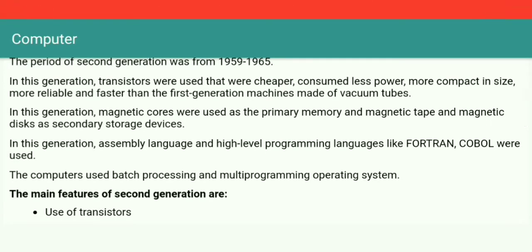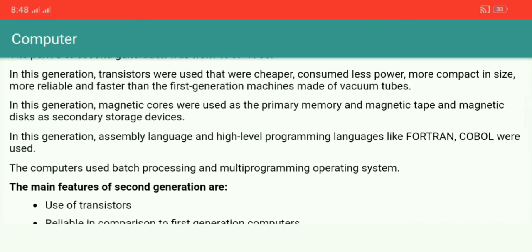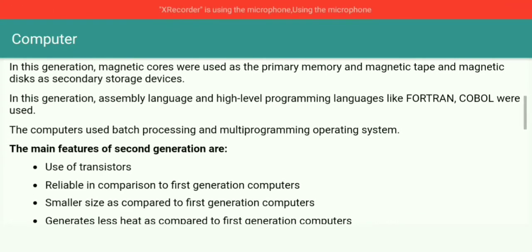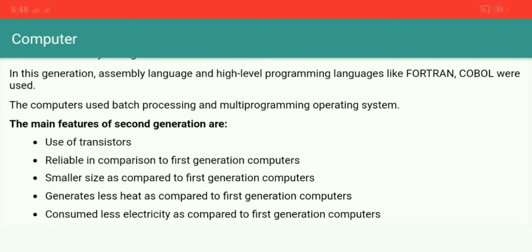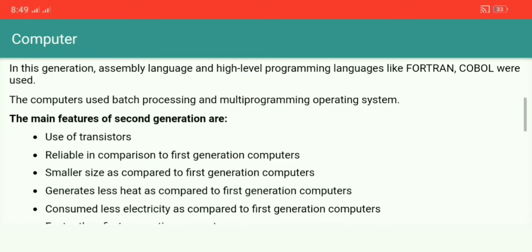In this generation, magnetic cores were used as the primary memory and magnetic tape and magnetic disk as secondary storage devices. Assembly language and high-level programming languages like Fortran and COBOL were used. The computers used batch processing and multi-programming operating system. So ito naman yung main features ng second generation.